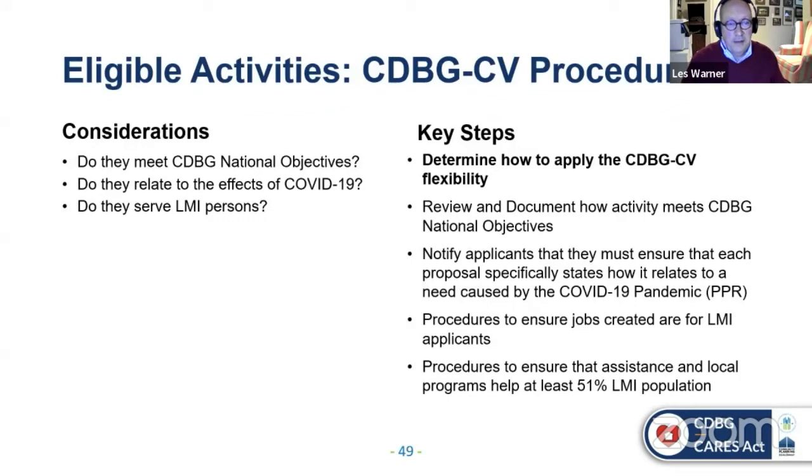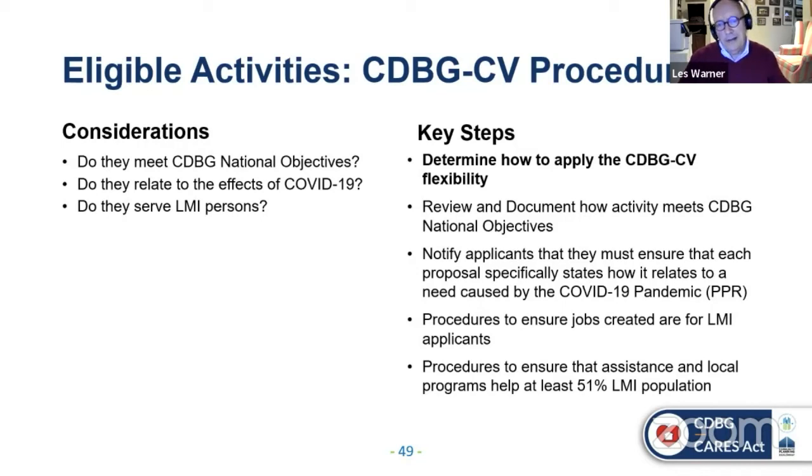So things we need to think about, we mentioned they all need to meet a national objective. And so we have to determine that at the point we are funding them. And if that documentation is already available, that would be part of the file, or it's going to be tracked and captured as that project moves forward. We also always need to be able to show that linkage with prevent, prepare, and respond. And then also, are we serving LMI folks?